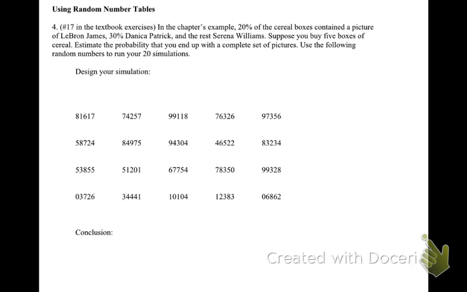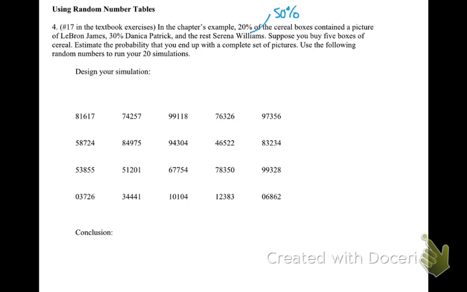So let's look at the first example. So this is number 17, the textbook exercises in the back of chapter 10. In the chapter's example, 20% of the cereal boxes contained a picture of LeBron James, 30% Danica Patrick, and the rest Serena Williams. So that means you got to find out the percentage for Serena Williams, and we can subtract 20 and 30 from 100% to get 50% for Serena Williams.